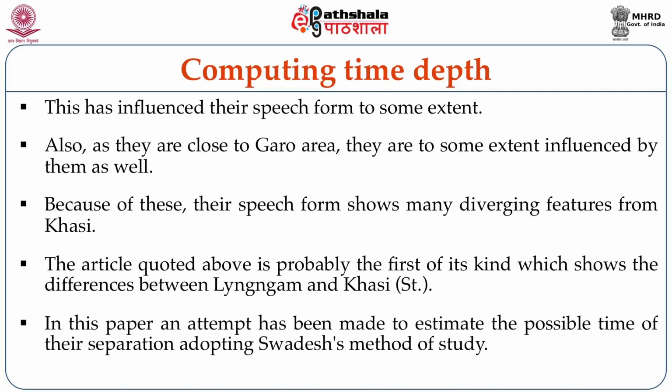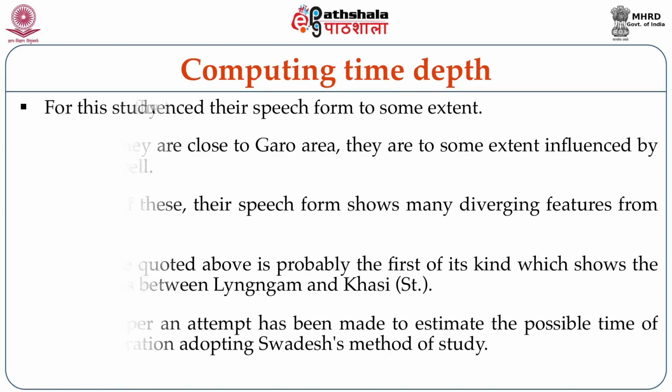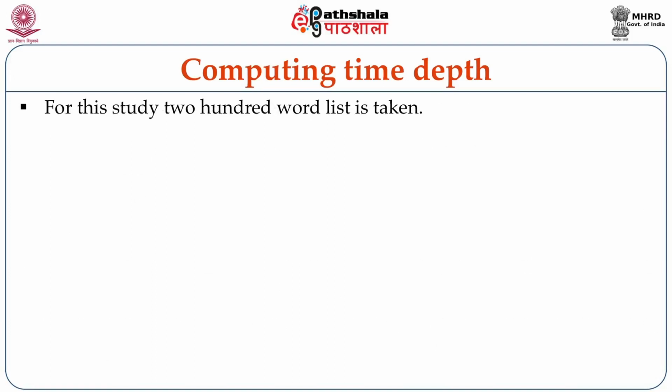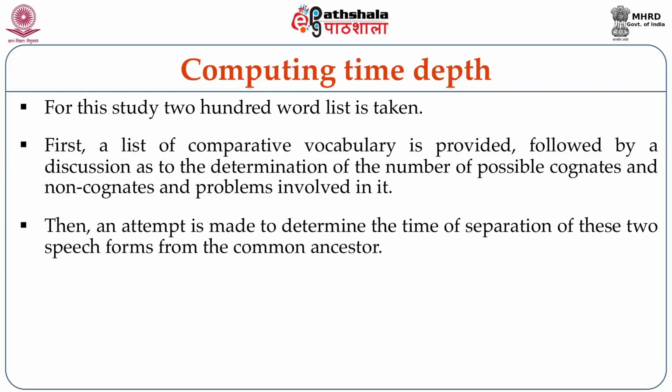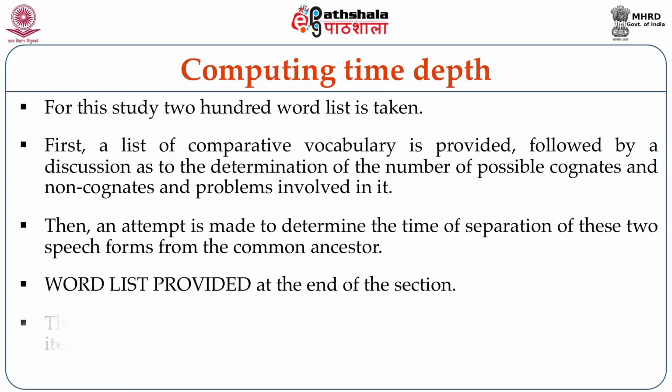In this paper, an attempt has been made to estimate the possible time of the separation adopting Swadesh's method of study. For this study, a 200 word list is taken. First, a list of comparative vocabulary is provided, followed by a discussion as to the determination of the number of possible cognates and non-cognates and the methods involved in it. Then an attempt is made to determine the time of separation of these 2 speech forms from the common ancestor. The word list is provided at the end of the section.